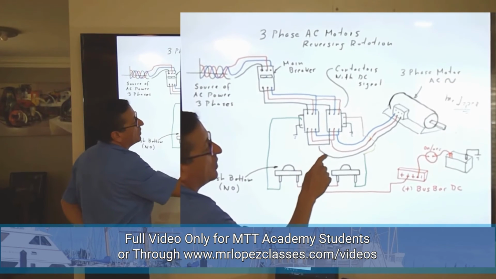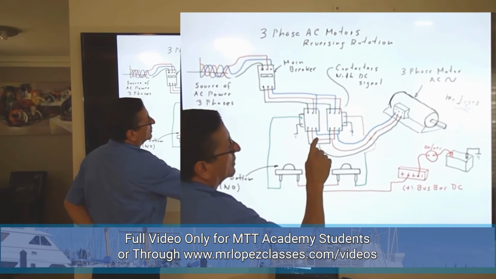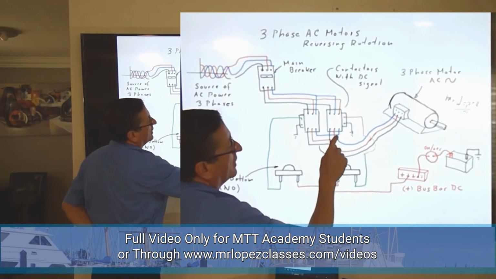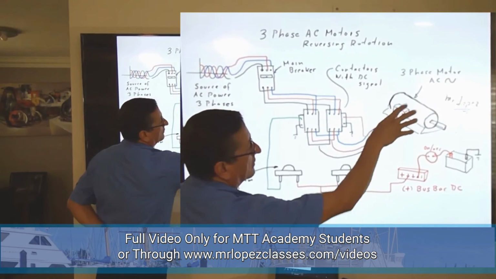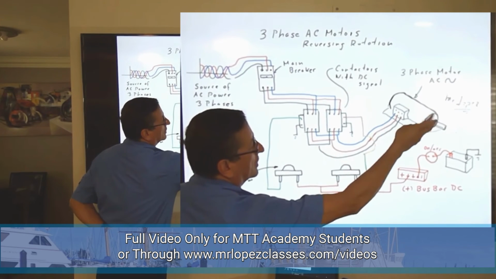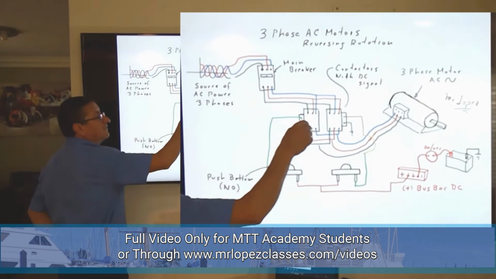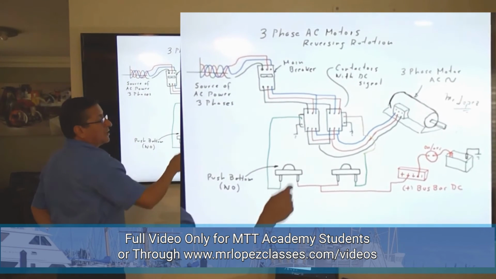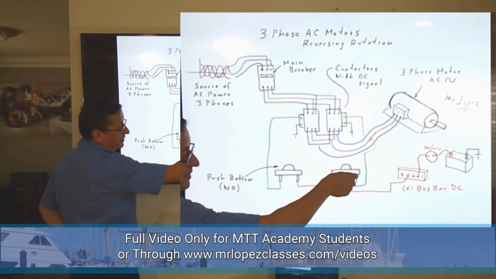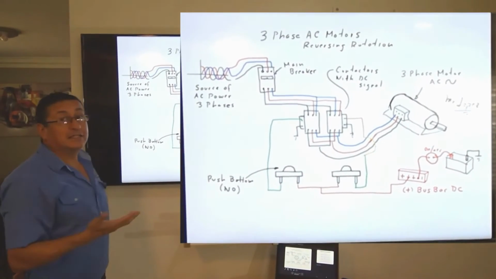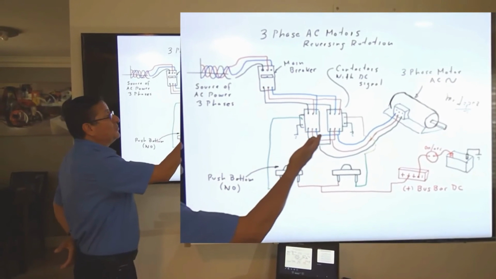And phase number one is the black one. Phase number two should be the red one. And phase number three is the blue one. Those are the phases that enter the motor in order to reverse the rotation. When I press this button, I activate the clockwise contactor. When I press the second push button, I activate the counterclockwise contactor. This is the procedure to use contactors.